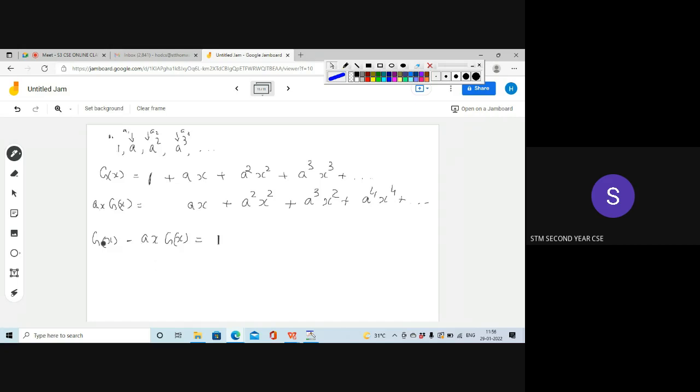Okay, next what I'm going to do is from the left hand side, I'm going to take g of x as common, into 1 minus ax is equal to 1. So now what is g of x? G of x is equal to 1 by 1 minus ax. Okay, did you get it? So this is that particular method, that is multiply, shift and subtract. I multiplied by ax, then I shifted this to the next position and then I subtracted it.